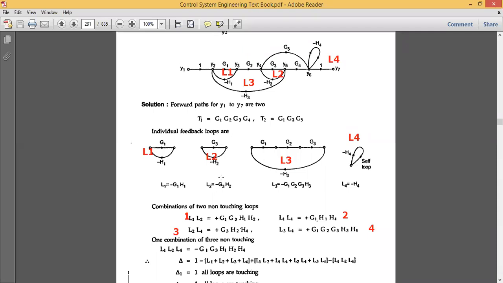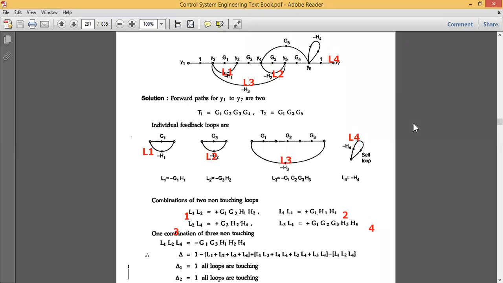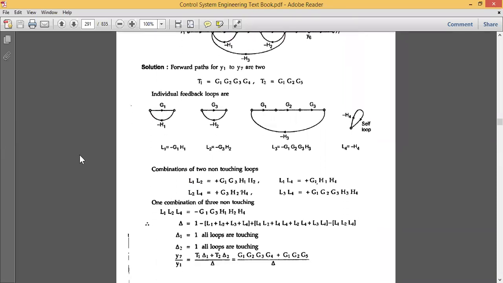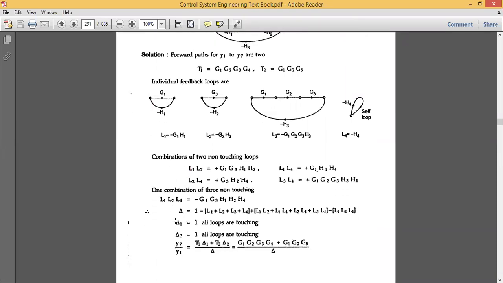Once you get the forward path, the value of K, and the 2 non-touching loops and 3 non-touching loops, then you can go for finding the value of delta. We have a formula to find the value of delta. Delta is given by 1 minus all the loops.